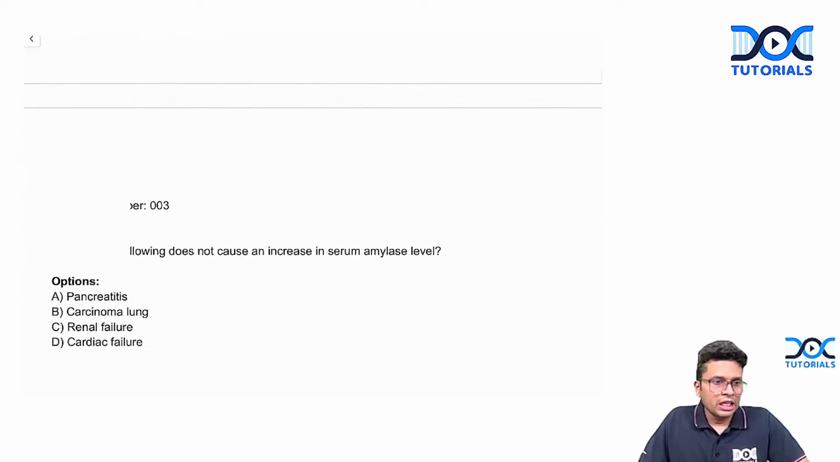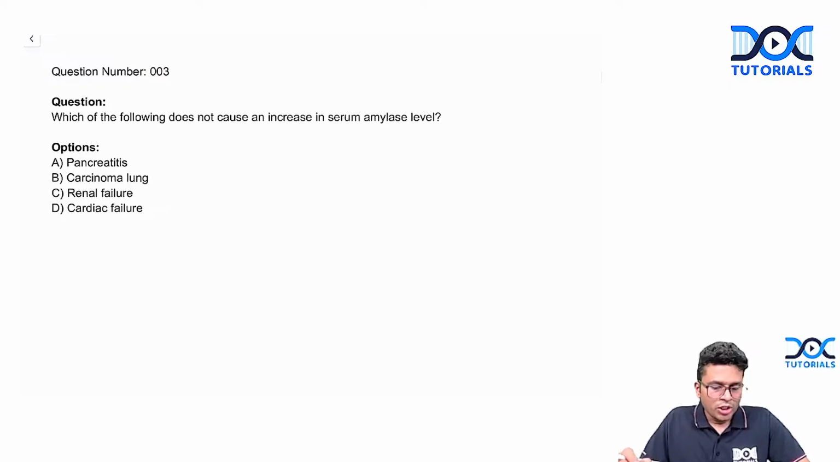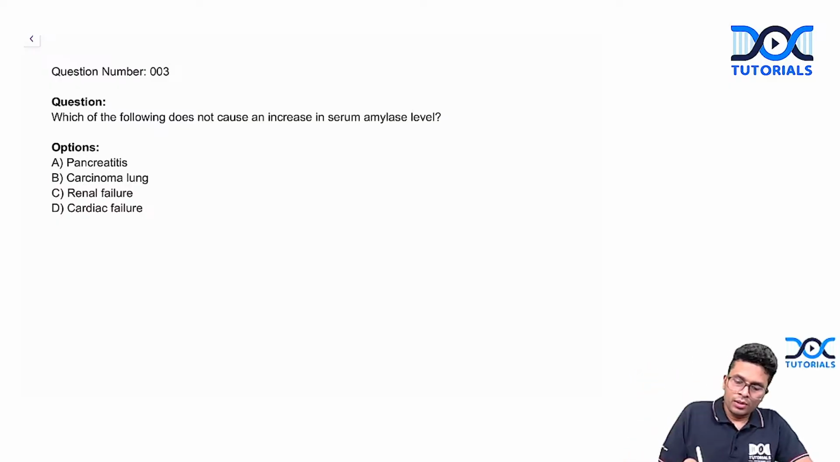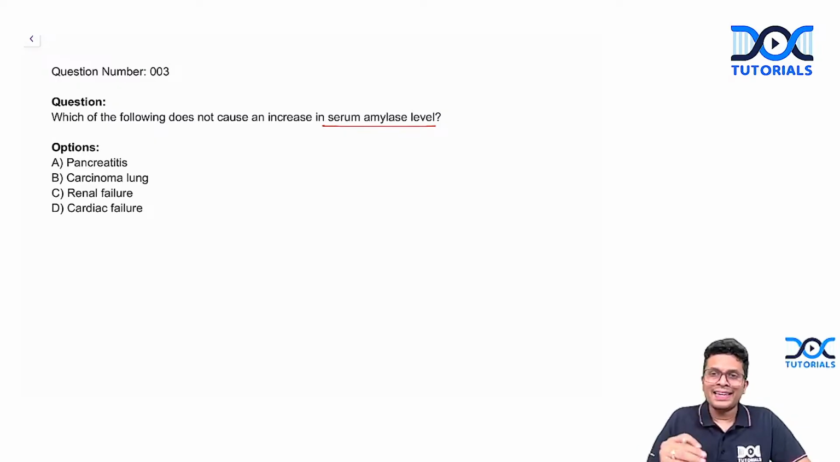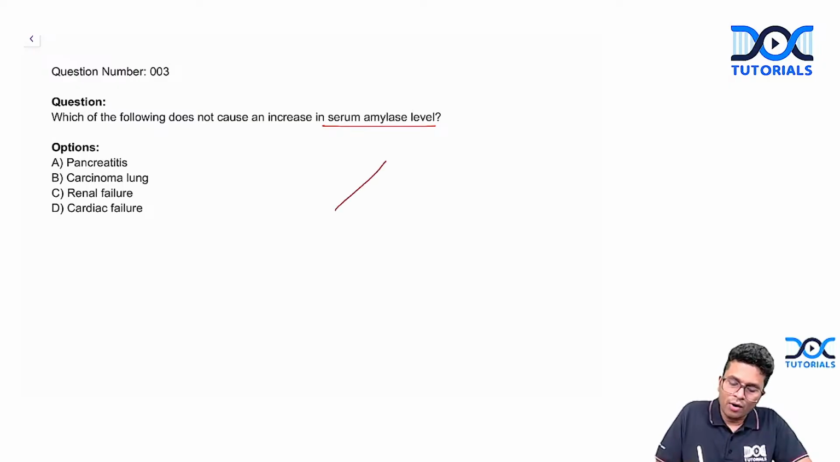Question number 3. Which of the following does not cause an increase in serum amylase level? Option A, pancreatitis. Option B, lungs. Option C, renal failure. Option D, cardiac failure. So we all should know that a rise in serum amylase in itself is not diagnostic of pancreatitis. You need a triad of symptoms.